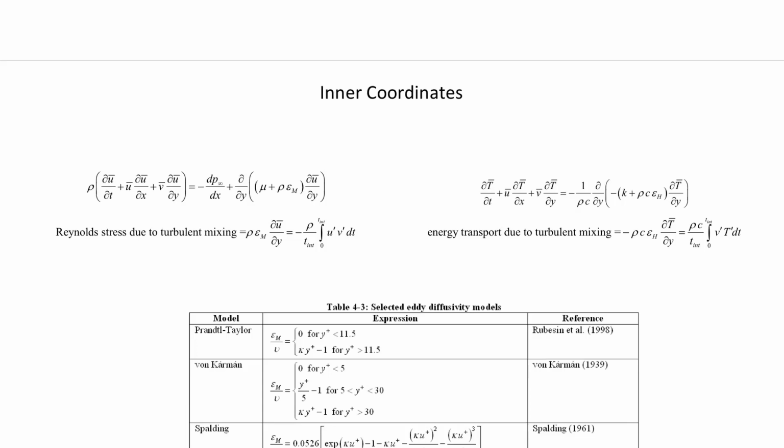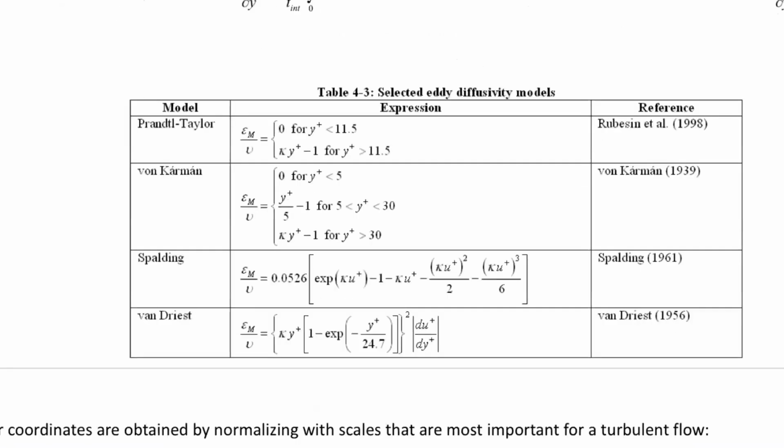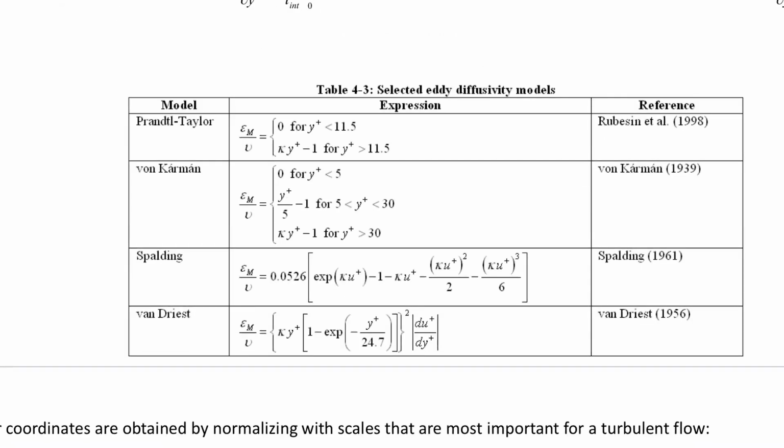So with that, let's start talking about inner coordinates. All right, we have these models for the eddy diffusivity, the epsilon m. We have models, but if you look at the models, you can see something kind of interesting. They're not expressed in terms of x, y, u, whatever. They're expressed in terms of something else, y plus, or u plus, or v plus.